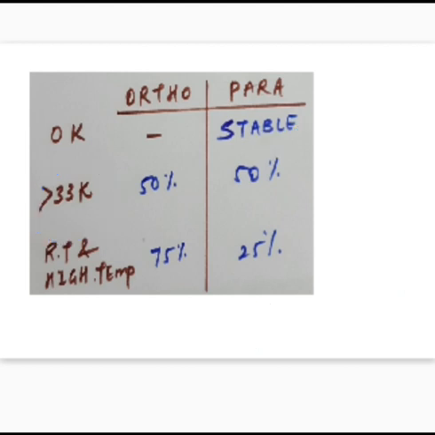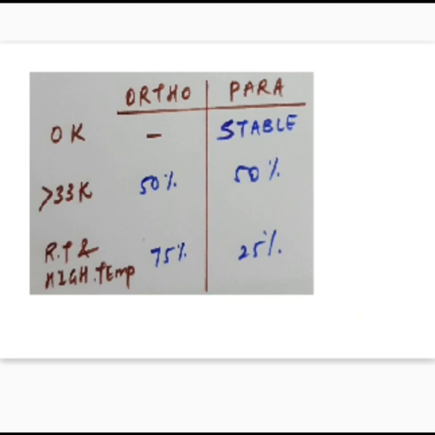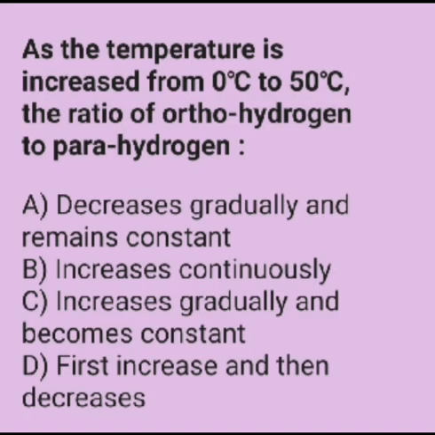Now, after that, if you consider higher temperatures or room temperature, there is a fixed proportion of ortho as well as para hydrogen. So, ortho is 75% and para is 25%. That means we can say as the temperature increases, para isomer is getting converted into an ortho isomer. Is it okay? So, if you are clear about this concept till now, then we can directly move on to the related question. See the question on your screen.